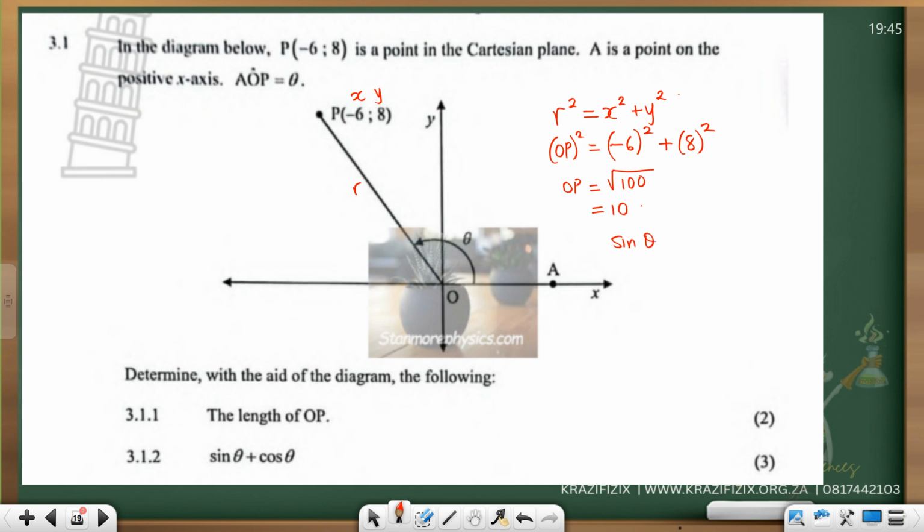Sine theta, what is sine? Y over R. What is cos? Once you know these things, you are good. What's our Y value? 8. What's our R? 10. What's our X?